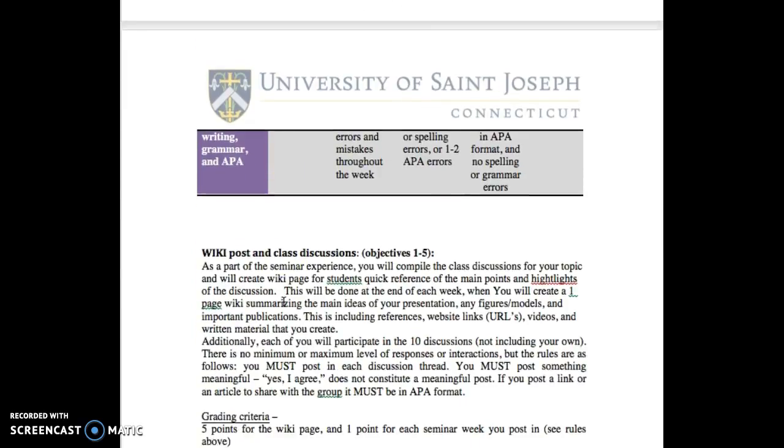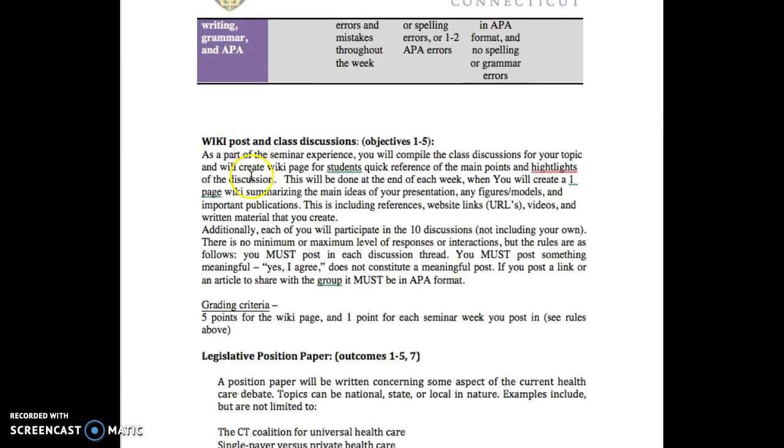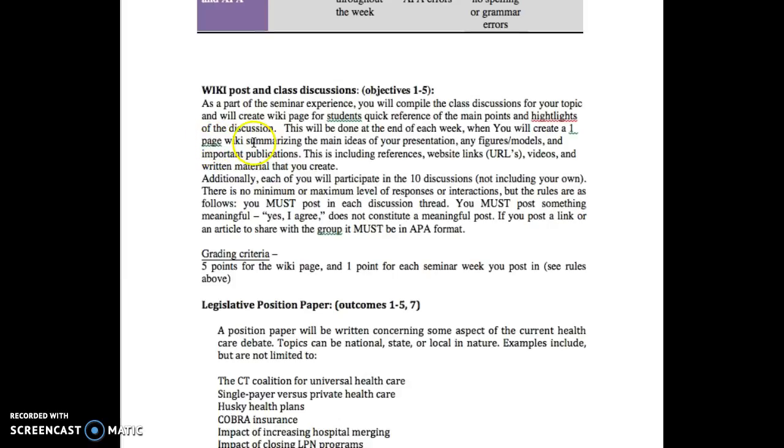Well, let me get through this part. So the wiki post, that's just creating a wiki, which is just a really fancy word for a web page that you can go in, especially if you have a partner. That means both of you can go in there. You don't have to meet in person then. You're able to do that through the group that I just showed you online and interact that way. It's just a little one-page wiki summary that summarizes your main ideas of your presentations, any figures or models, and important publications about the topic that you want to share with people.